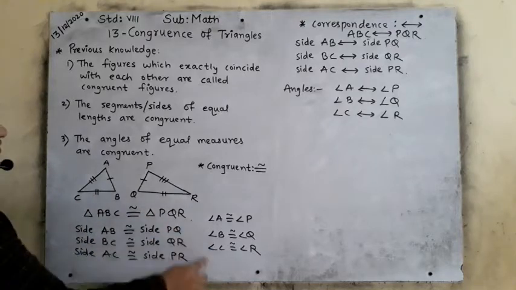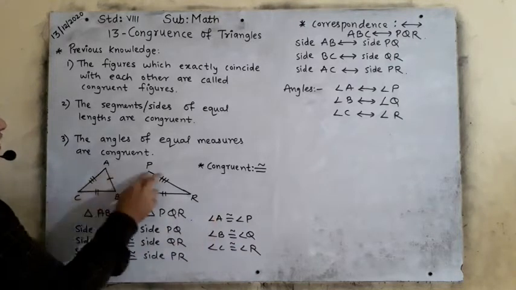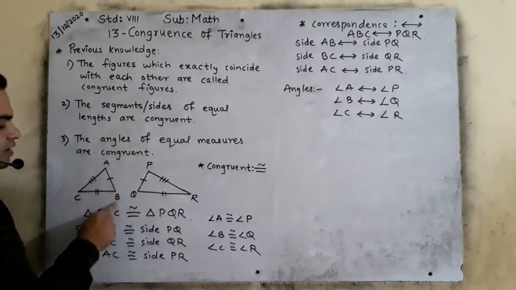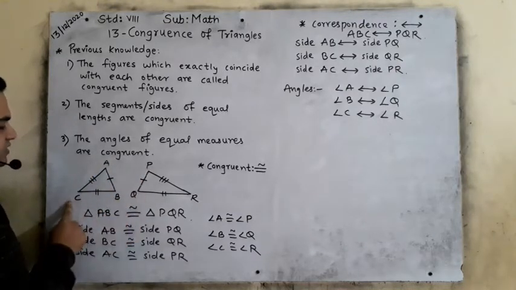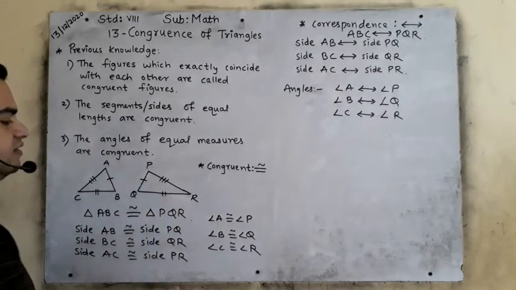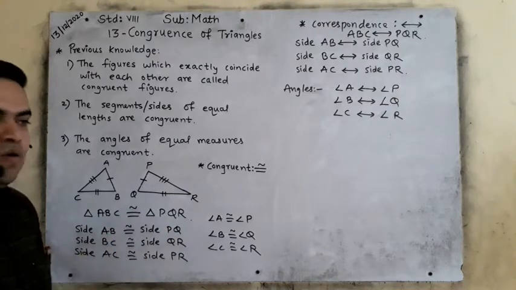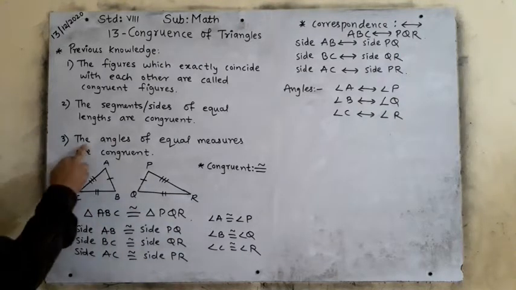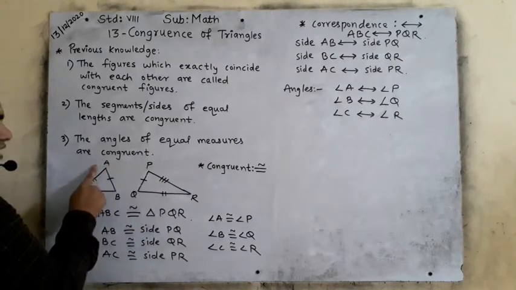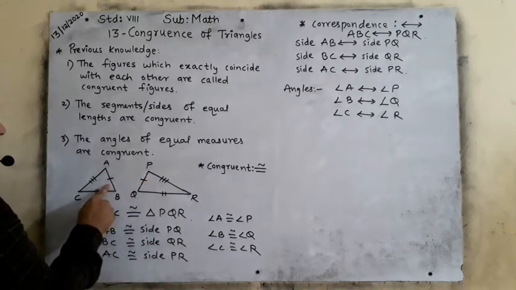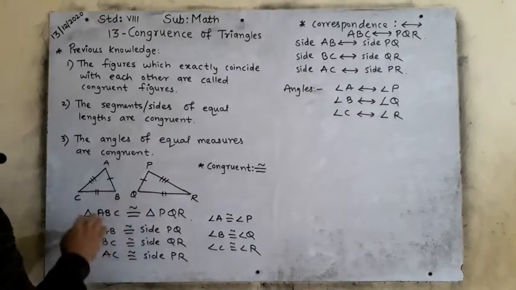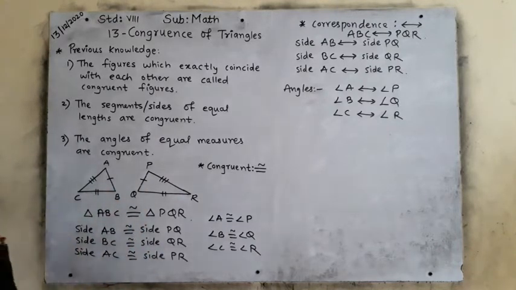Now we will see the angles. According to the order, angle A is congruent to angle P, angle B is congruent to angle Q, angle C is congruent to angle R. Be very careful while writing that the angles and sides are congruent to each other. See the third one, the angles of equal measure. If this is 60 and this is 60, angle A is congruent to angle P. If this is 70, angle Q is also 70, angle B is congruent to angle Q. This is how you have to write the congruence.